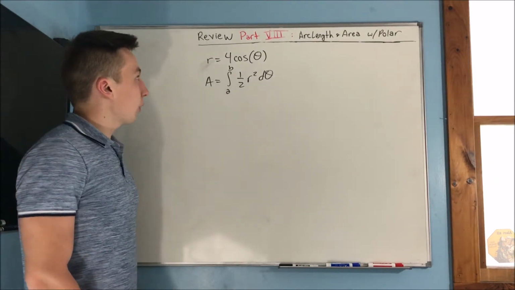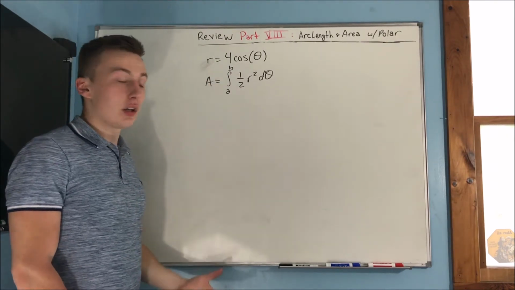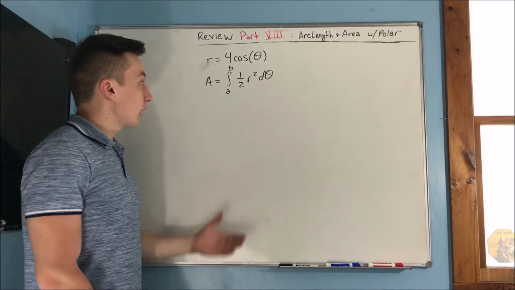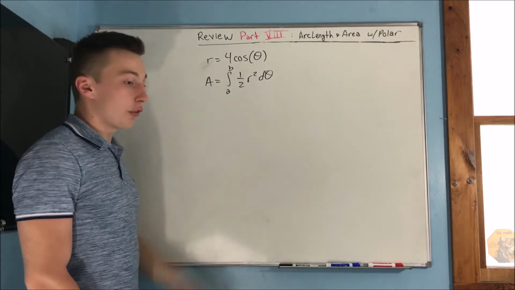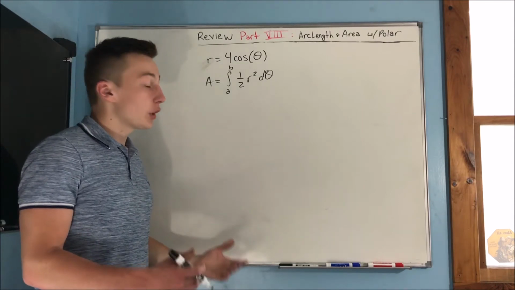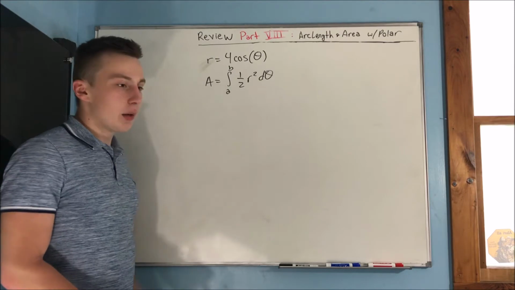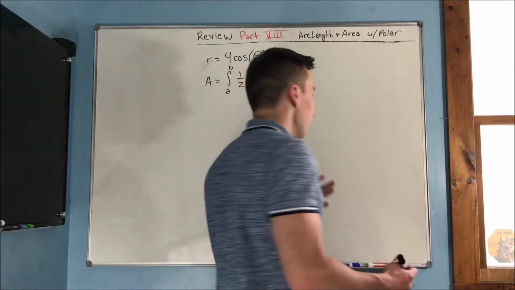So we have our curve here, r equals 4 cosine of theta, and we want to find the area that it encloses. We find that using our integral, the integral from a to b of 1/2 r squared d theta. So we're able to square r perfectly fine, right? That's no big deal. But finding our bounds may be a little bit trickier for you.